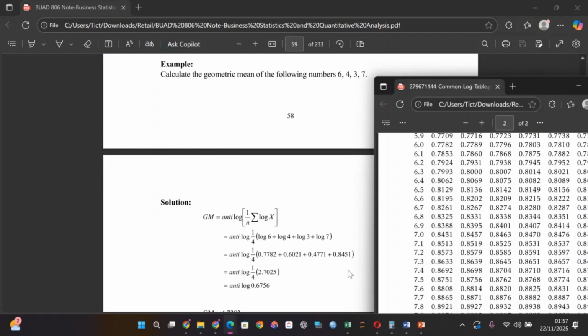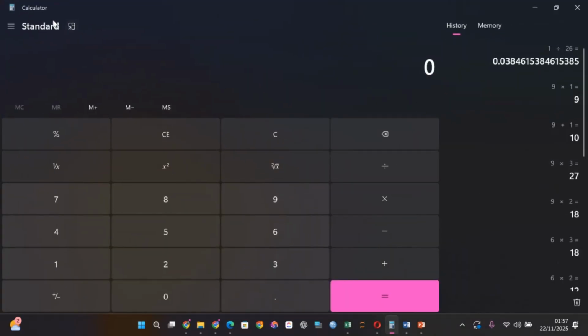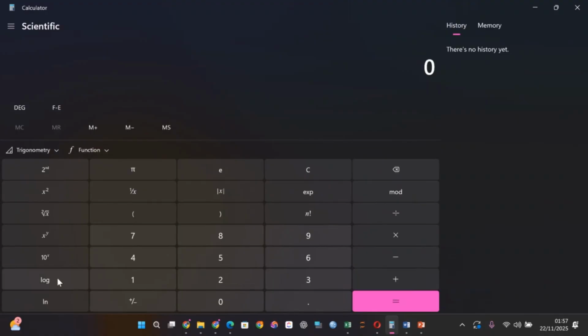You already have the values. So you add up these values and you have this. By the time you do this, you multiply by this, you divide by 4, it will give you this value. Then you now take the antilog. The antilog should be on your calculator too. I don't know if we have a scientific calculator on it. Scientific, yeah. So I have the scientific calculator here.